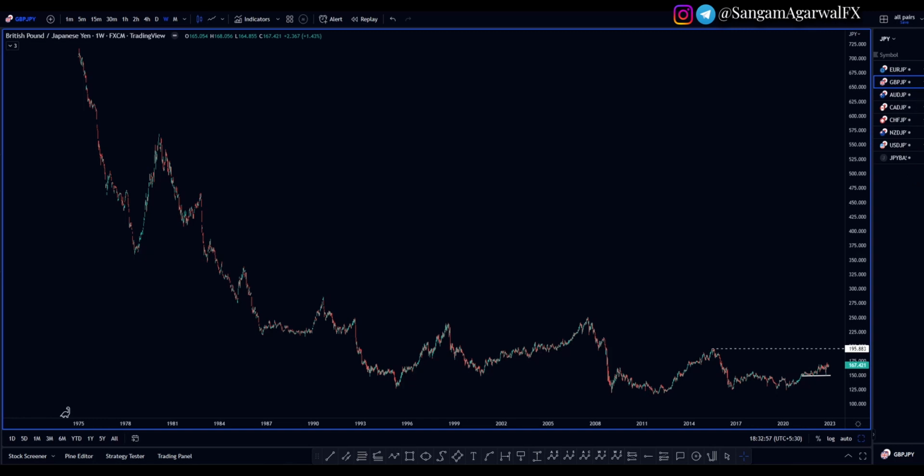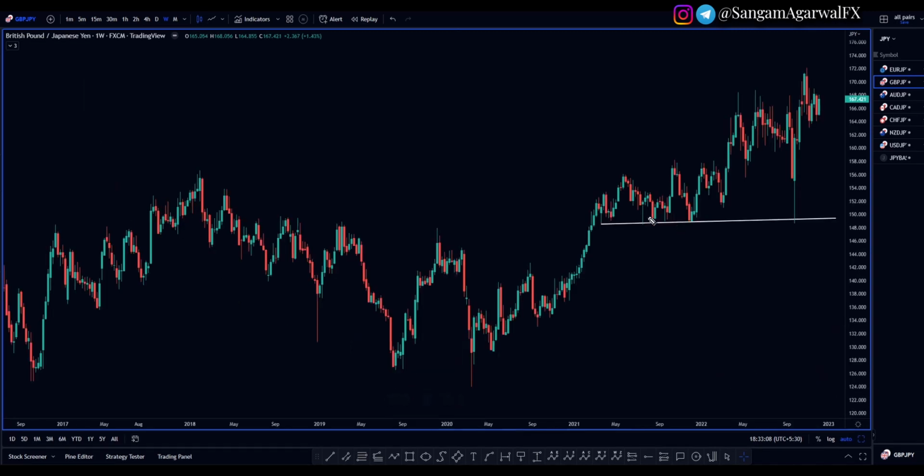So on this weekly time frame, this is your next resistance, 195, and this white trend line is your dynamic strong support level.